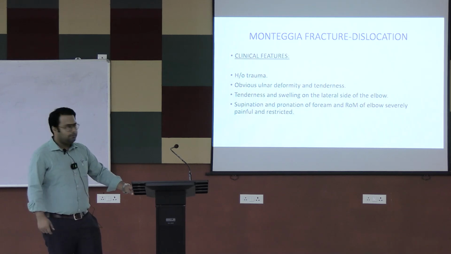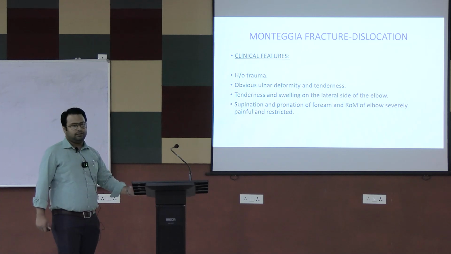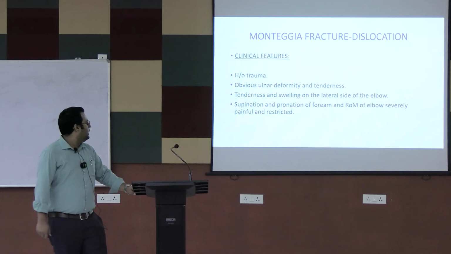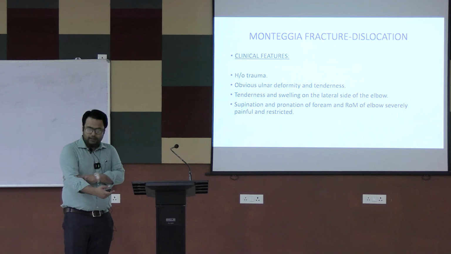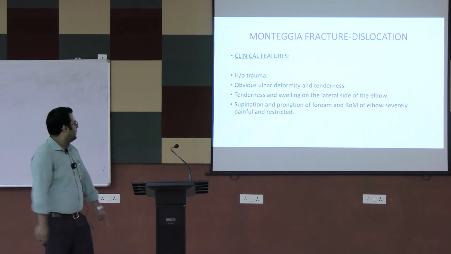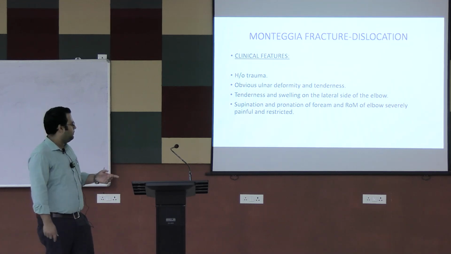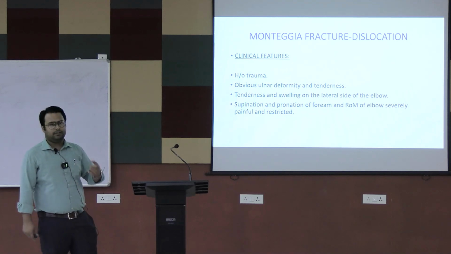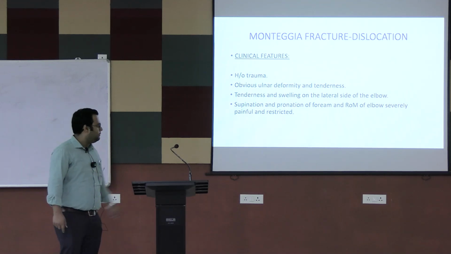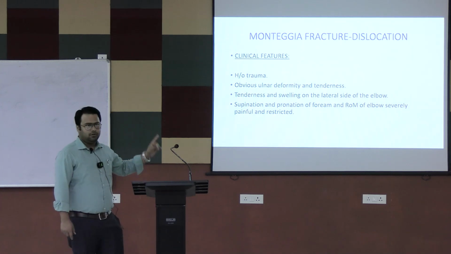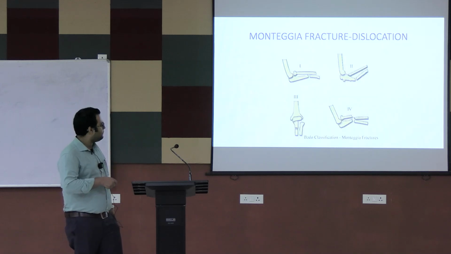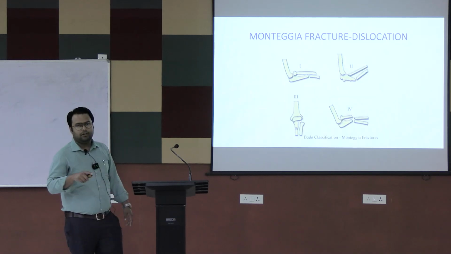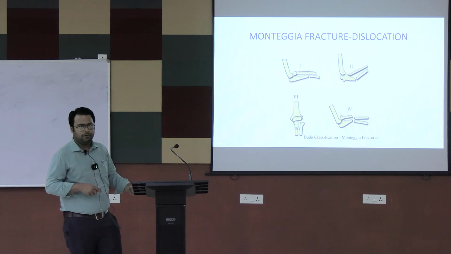Next, coming to the clinical features. Once again, since there is a fracture, there will be a history of trauma to begin with. There will be obvious ulnar deformity which will be visible, and also there will be tenderness and swelling of the radial part of the elbow. And the supination and pronation of the forearm will be severely painful and restricted. As we were discussing, it's considered an intra-articular fracture. So due to that fracture, the proximal radioulnar joint is dislocated, you can see over here. So any kind of pronation and supination will be severely painful and restricted.